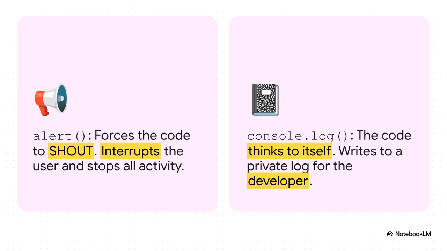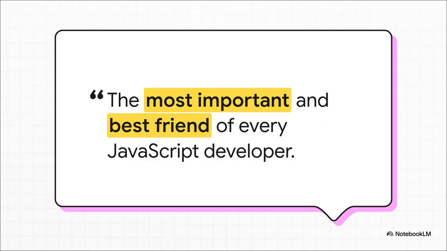Then there's the smart way, console.log. This is like the brain thinking to itself or jotting down notes in a private journal. It's completely invisible to the user, but for us, the developers, it's the most vital tool we have. And listen, that is not an exaggeration. Console.log is our window into the code's mind.